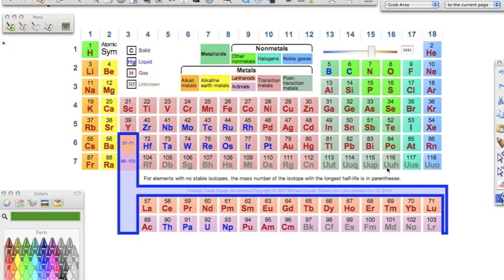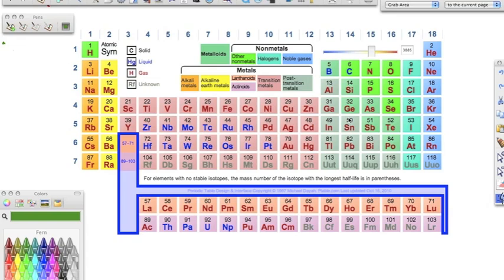27, it says, how do the sizes of cations and anions compare with the size of neutral atoms from which they are formed? Whenever we have a cation, meaning we give up an electron, it always becomes smaller, and an anion, when it takes an electron, it always becomes bigger.